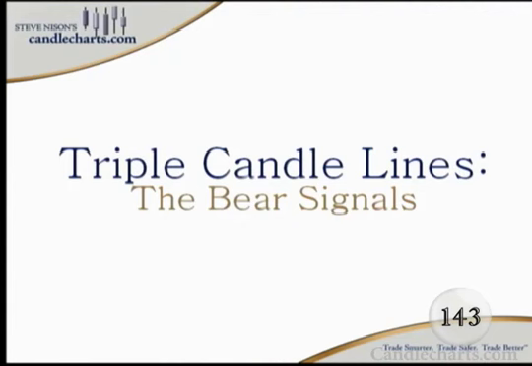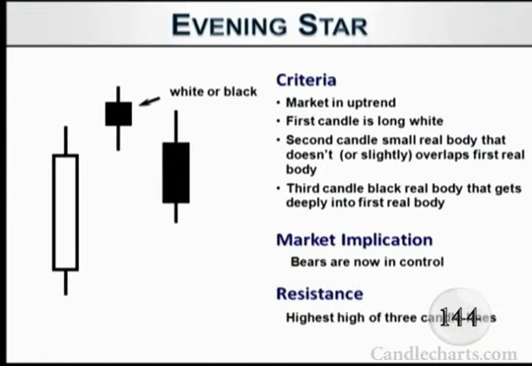Now we're going to shift over to the bearish candle signals. The evening star, the flip side of the morning star. The market is in an uptrend. The first candle is a long white. The second candle, a small real body, black or white. And this is a classic evening star where the real bodies don't touch. It's okay for the real bodies to overlap slightly. And the third candle line gets deeply into the first real body. Okay, the bears are now in control. And the resistance area is the highest high of the 3 candlestick lines.